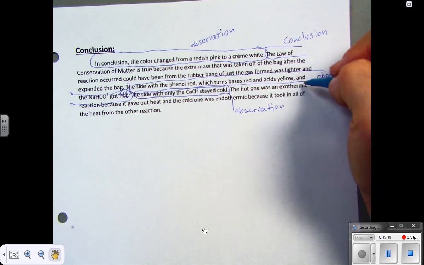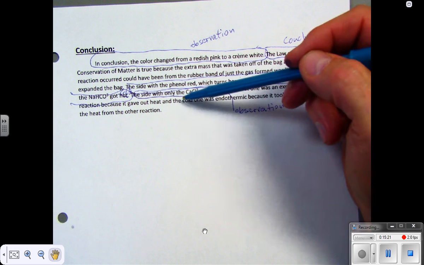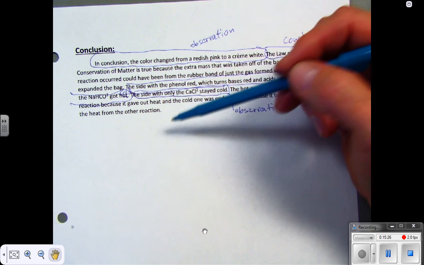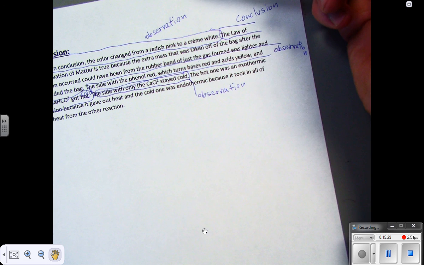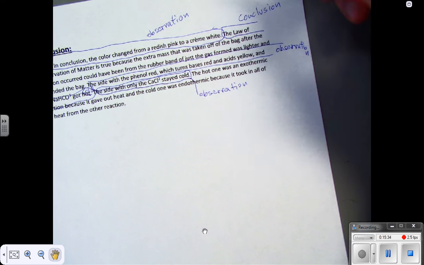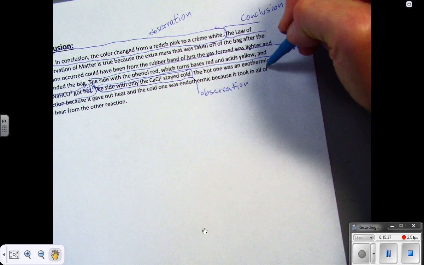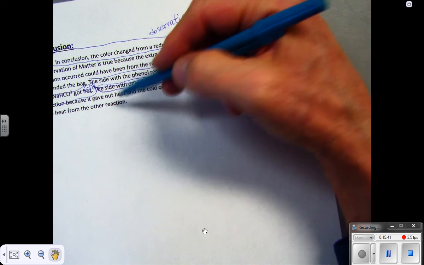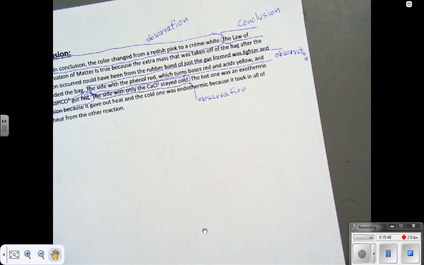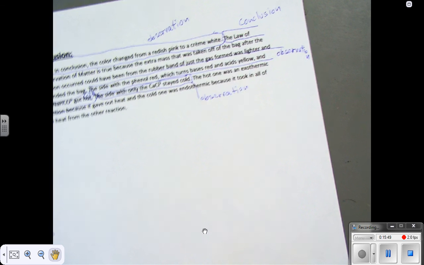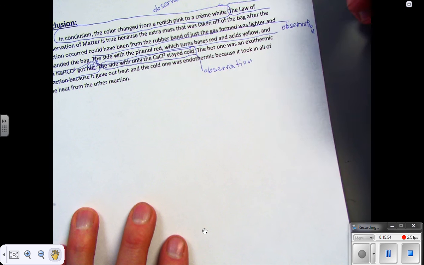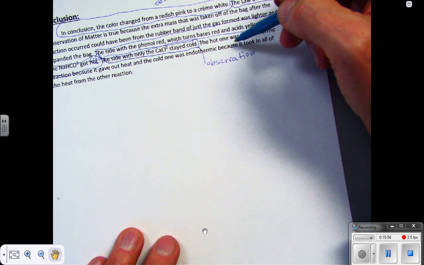The hot one was an exothermic reaction because it gave off heat. Now, when you say hot one and cold one, the hot one is the calcium chloride side, the cold one the sodium bicarbonate, okay? Because it took in all of the heat from the other reaction. Yeah, it really did. And the heat helped drive the reaction, which is what endothermic is. Heat becomes a reactant in a sense, which we'll learn a lot about in our second semester when we do equilibrium reactions. So you got a little work to do here, okay?